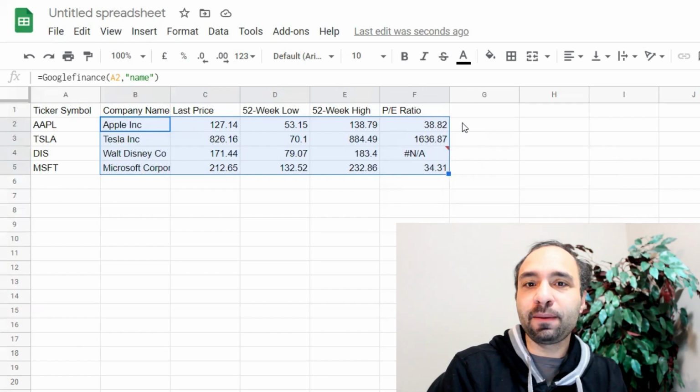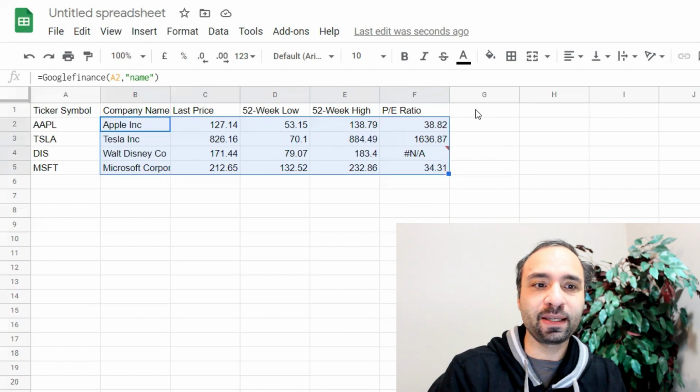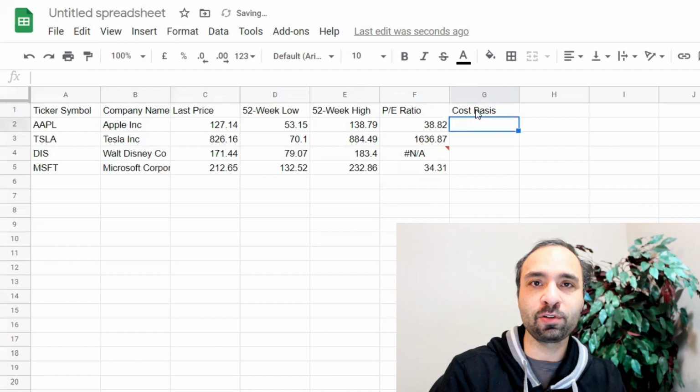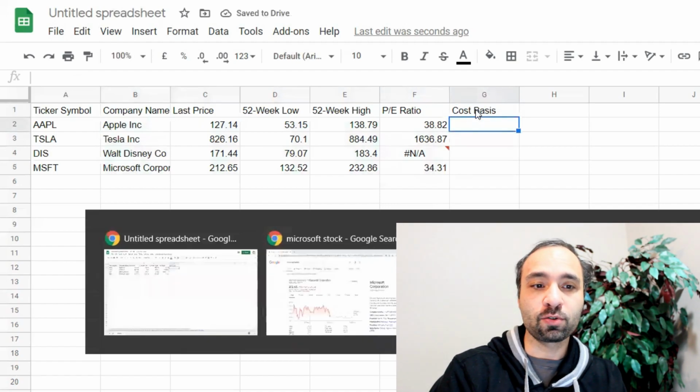Now, the last pieces of information to share with you before we wrap it up: quickly, I want to add a couple more details. So what is the cost basis? The cost basis tells you how much you bought a share for. So what is the purchase price?